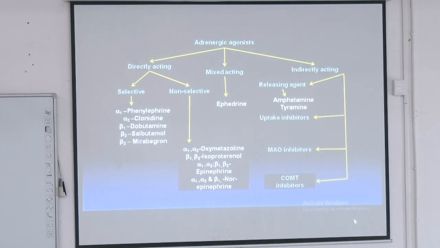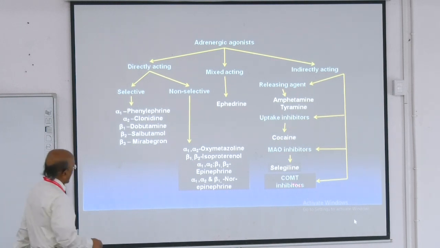Next is the indirectly acting agents. How can it be? The releasing agents, that is amphetamine and tyramine. Uptake inhibitor, that is cocaine: uptake into the presynaptic nerve terminal can be inhibited by cocaine, and also by tricyclic antidepressants, MAO inhibitors and COMT inhibitors. So these are the indirectly acting agents. Next is the mixed acting. There is only one drug, ephedrine.